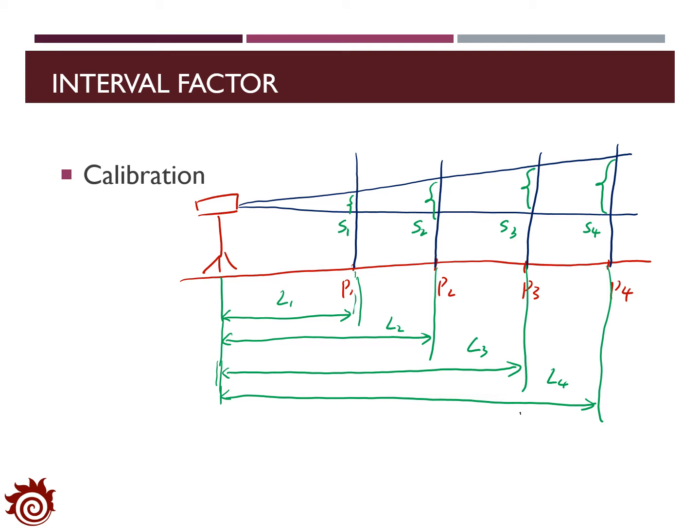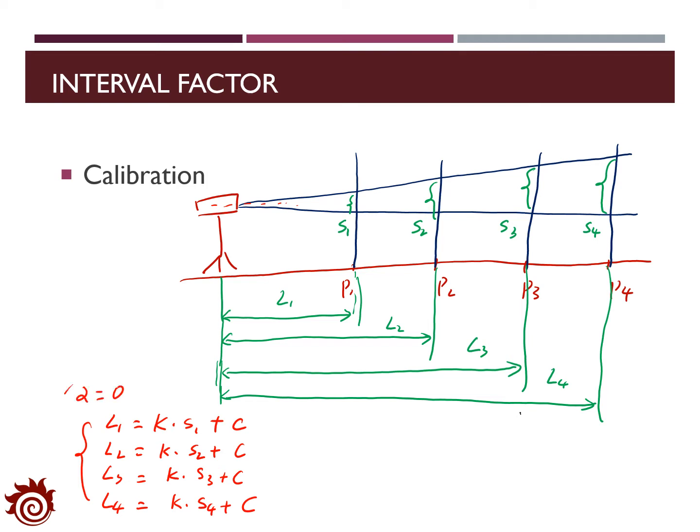And then we can call the definition about the horizontal distance from the stadium method. Here we actually put the instrument and align the line of sight horizontal. So we will have L1 equal to K times S1 plus C, L2 equal to K times S2 plus C, L3 equal to K times S3 plus C, L4 equal to K times S4 plus C. As the line of sight is horizontal, we have alpha equal to 0, which will give us this simplified equation. And with this simplified equation, we can find out the value of K for each scenario.